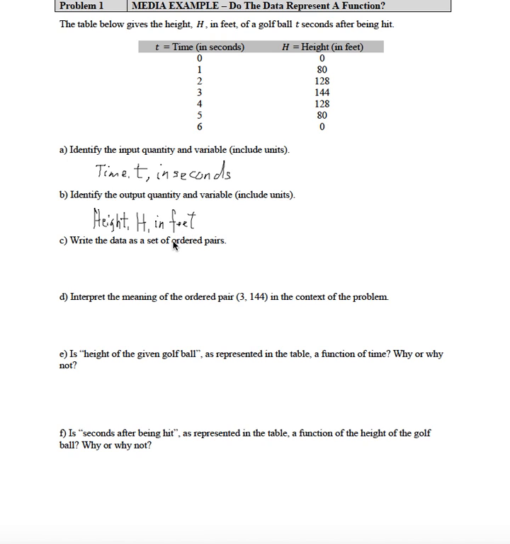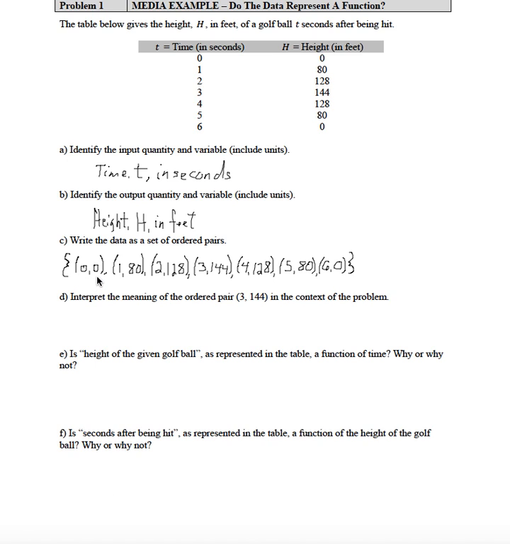Now, to write the data as a set of ordered pairs, what we're going to do is use what is called set notation, which has these little squirrely brackets, and then we are going to write each of the ordered pairs and include them in the set. I'm going to do that. You go ahead and do that on your paper, and when I come back, we'll check and see if you have the same results that I do.